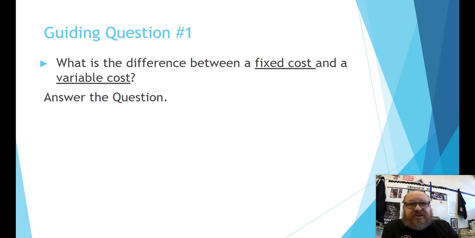All right, so the difference between fixed cost and variable cost: fixed costs never change, regardless of how much output is happening. And fixed costs are related to capital goods, whereas variable costs change as output changes and are more related to raw materials and labor. That's the answer to the question.